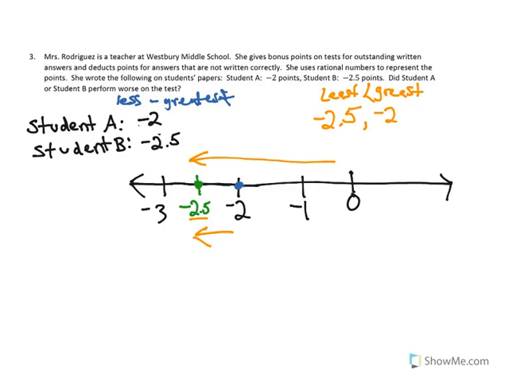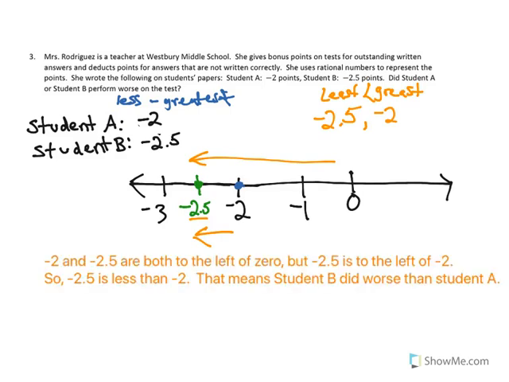Okay, so now how do we write this out and explain our thinking? What I just said was negative 2 and negative 2.5 are both to the left of 0, but negative 2.5 is to the left of negative 2, so negative 2.5 is less than negative 2. And that means that student B, looking back at who had 2.5, did less or did worse than student A.